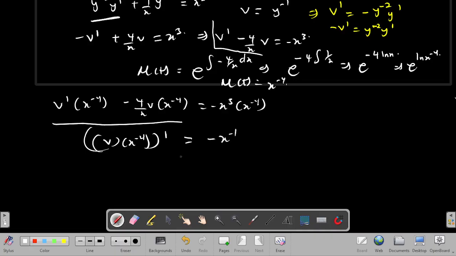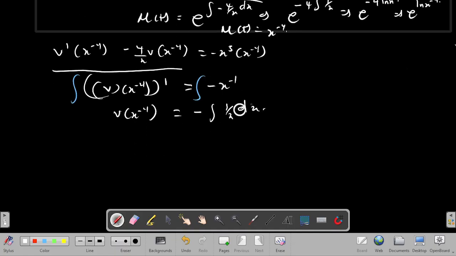Then at this point, we need to take away our derivative. Our goal is to find the value of v. So to take away the derivative, I'll have to integrate both sides. That gives me v times x to the power negative 4 is equal to negative integral 1 over x dx. So now we have to just integrate this. The integral of 1 over x is ln x.